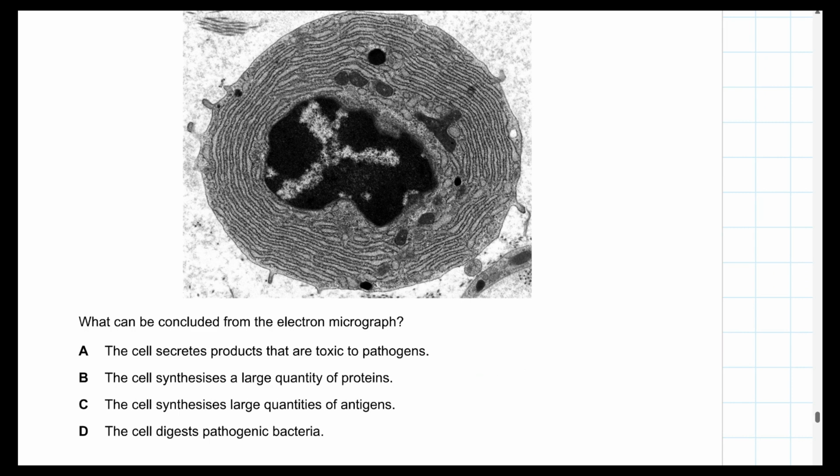Question number 38, the electron micrograph shows a type of blood cell. What can be concluded from the electron micrograph? So, we could clearly see here a large nucleus. Therefore, this means that transcription and translation take place here heavily. And we could see a lot of rough endoplasmic reticulum. Almost the entire cytoplasm is rough endoplasmic reticulum. Therefore, this shows us that this cell might be producing a lot of antibodies in this case.